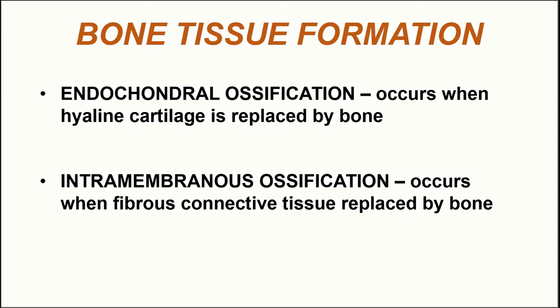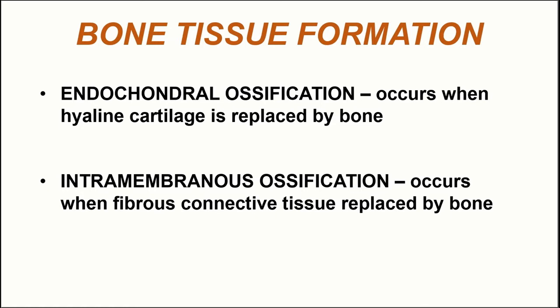If we look at the processes of bone tissue formation, we have two processes: endochondral ossification and intramembranous ossification. Now, endochondral ossification, ossification just means formation of bone tissue. Endo means within, chondral means within cartilage here. And so endochondral ossification is the type of ossification that occurs when hyaline cartilage is replaced by bone. This is the majority of the bone tissue formation that we see in the skeleton, since the skeleton is initially mostly made of hyaline cartilage.